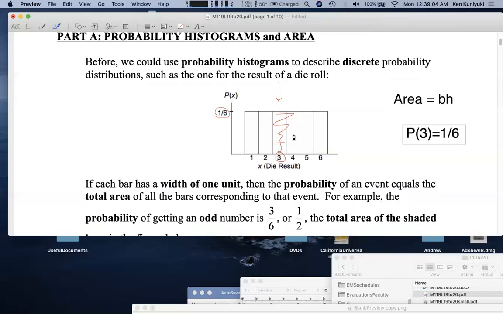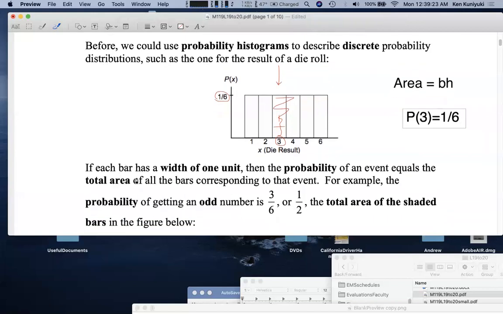Now, these are probabilities for individual outcomes. The probability of getting a 1 is 1/6. The probability of getting a 2 is 1/6. The probability of getting a 3, as we saw, was 1/6, and so forth. But in general, we can also talk about the probabilities of events corresponding to areas. So again, if each bar has a width of 1 unit, then the probability of an event equals the total area of all the bars corresponding to that event.